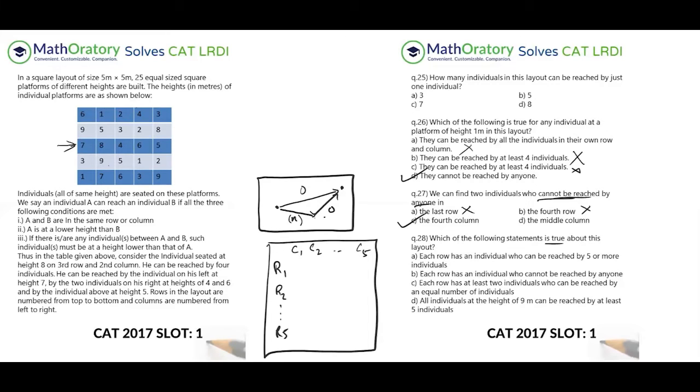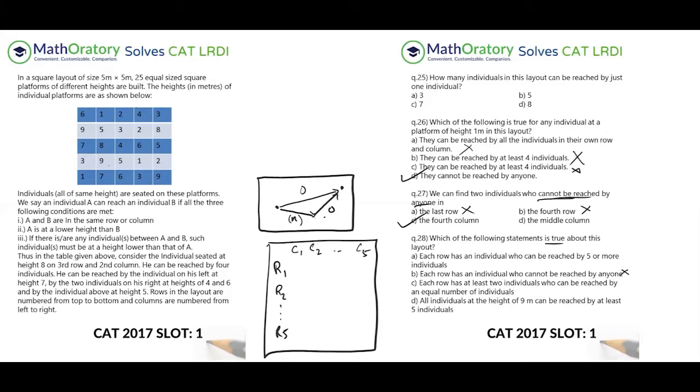So let's test with this row. So 7 can be reached, 8 can be reached from 5, 4 can be reached by 3, 6 can be reached by 2, and 5 can be reached by 2. So now we can put a cross. So B is out. So option B cannot be the answer. Let's test the next one. C says each row has at least two individuals who can be reached by an equal number of individuals. This is too much to test. Each row, equal number of individuals. I have to test all the rows. So let's leave the C for later on.